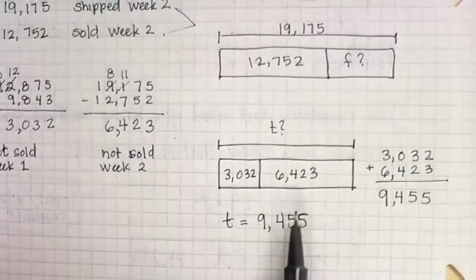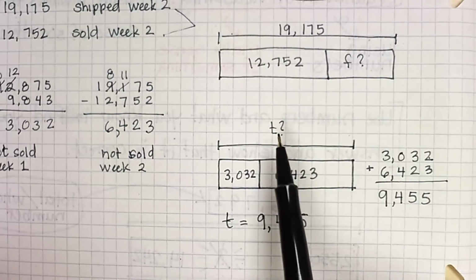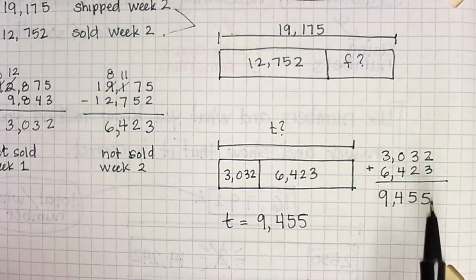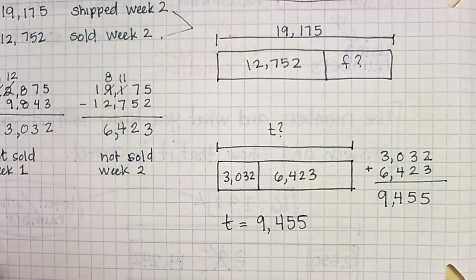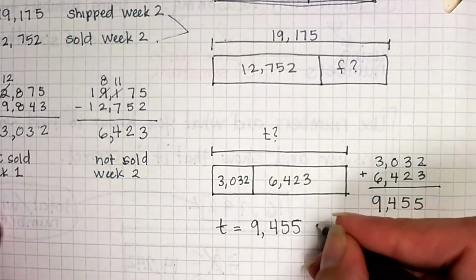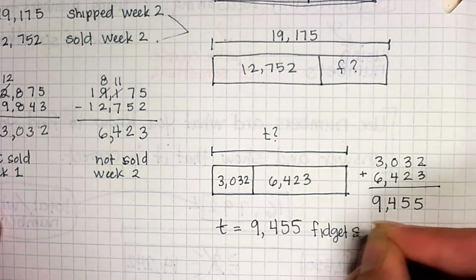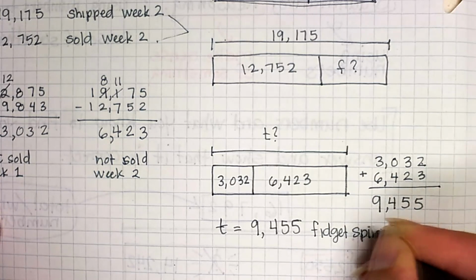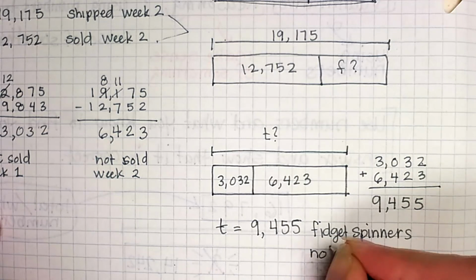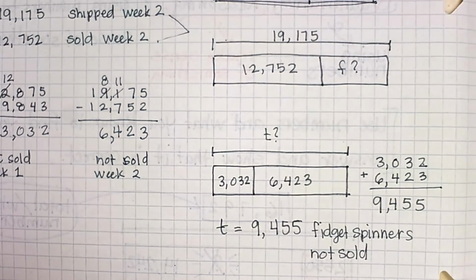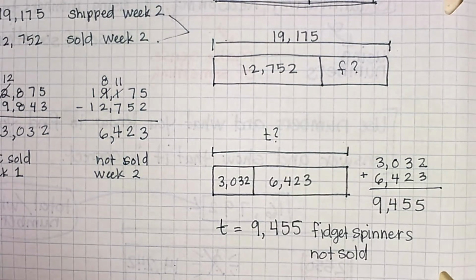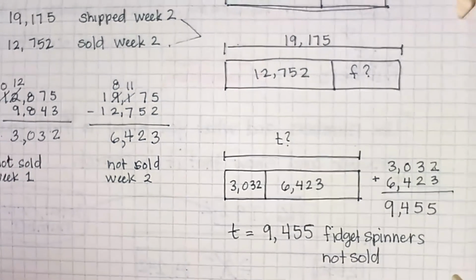So I made another bar diagram where I put my two parts and my total missing number over here. I stacked according to place value and added each of the digits. And I found out that the total number of fidget spinners that were not sold during both weeks was 9,455. And I'll write it out. So I know that T is 9,455, which represents the number of fidget spinners that were not sold.